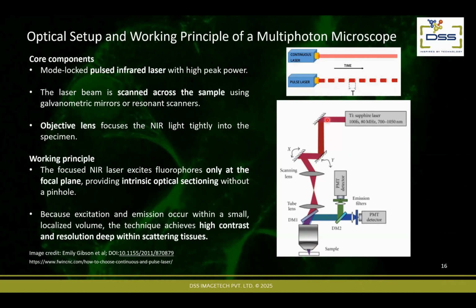And that is why in a multiphoton microscope, the emitted light is not going back through the same path like in a confocal microscope, but rather it is being collected in a non-descan detector, which is very close to the objective. And this enables you to collect the highest possible photons and increase the signal.